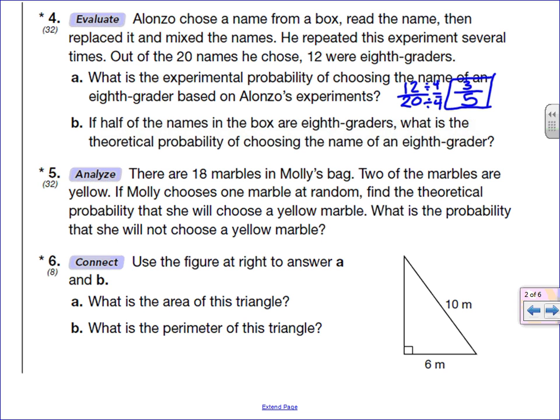If half of the names in the box are 8th graders, what is the theoretical probability of choosing the name of an 8th grader? Well, what they're telling you is that the probability is just that. Half of the names are 8th graders. So 1 out of every 2 names is an 8th grader. So the theoretical probability is the number of favorable outcomes out of the possible outcomes. So 1/2.